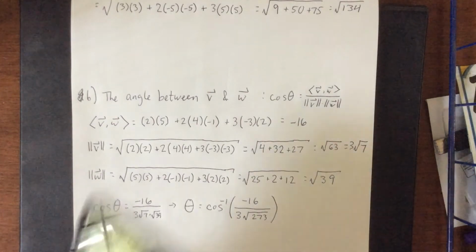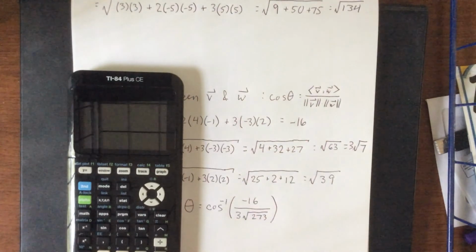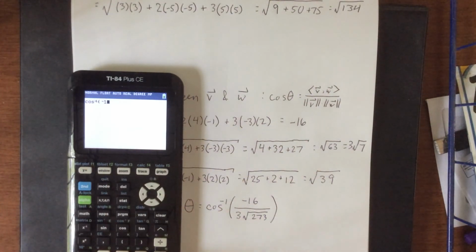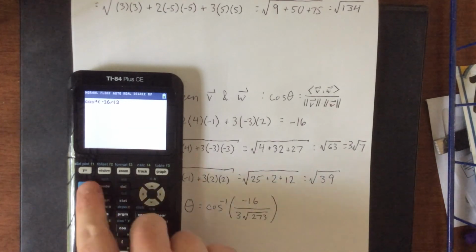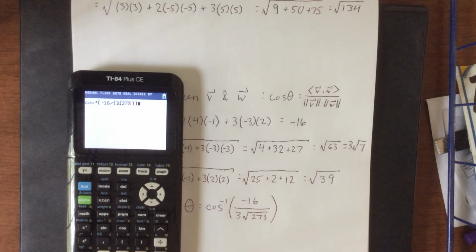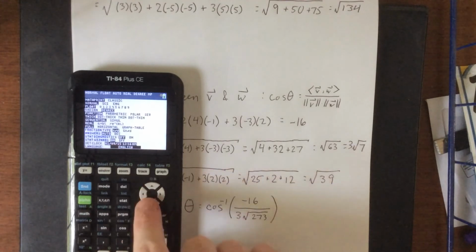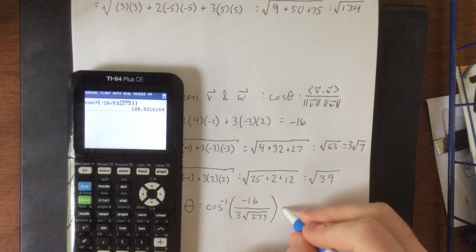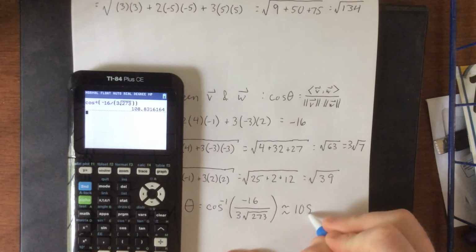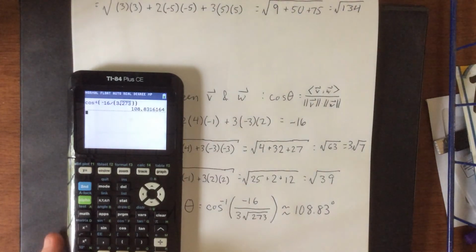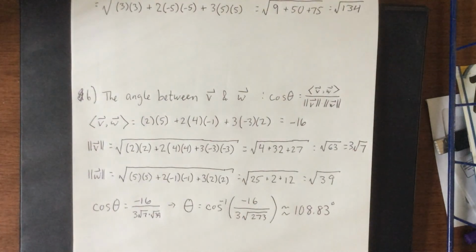Or, toss it into a calculator. That would work too. So that's going to be negative 16 divided by 3 square roots of 273. Notice that I'm putting the entire denominator inside parentheses because there is an implied grouping symbol down there. Make sure my calculator is in degree mode. And we get this nice little obtuse angle right here. So this is about 108.83 degrees. We'll round to the second decimal place just for funsies. So there you go.